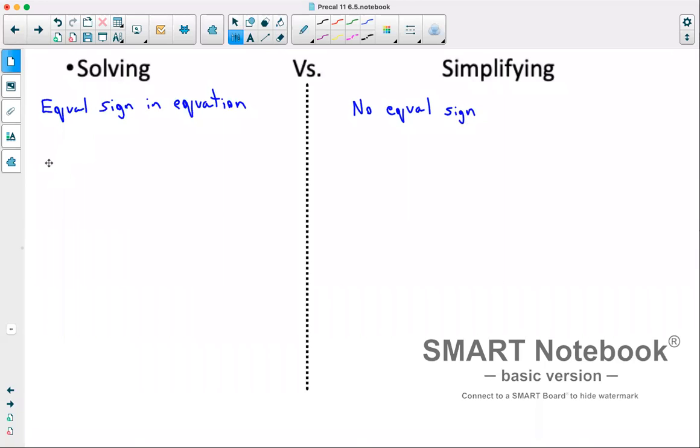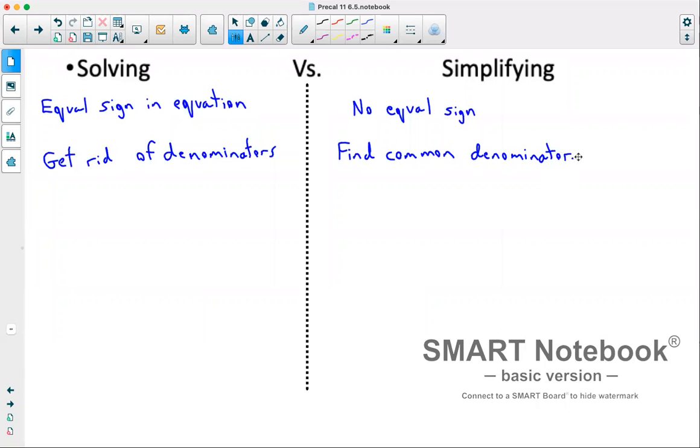Now, with solving, we actually want to get rid of our denominators, where with simplifying, we found common denominators. And then with solving, since we're solving, we're figuring out what our actual X value is instead of just getting something down to lowest terms.